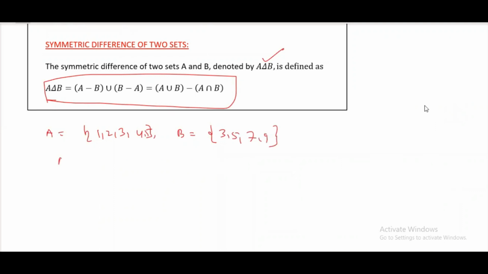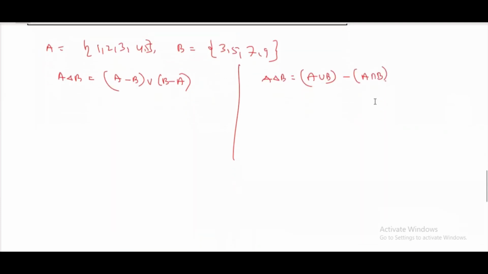So how can you find A delta B? A delta B is A minus B union B minus A. This is one way. And another formula for A delta B is A union B minus A intersection B. So this is also a way to find the symmetric difference. Let's see how to find it in both ways.